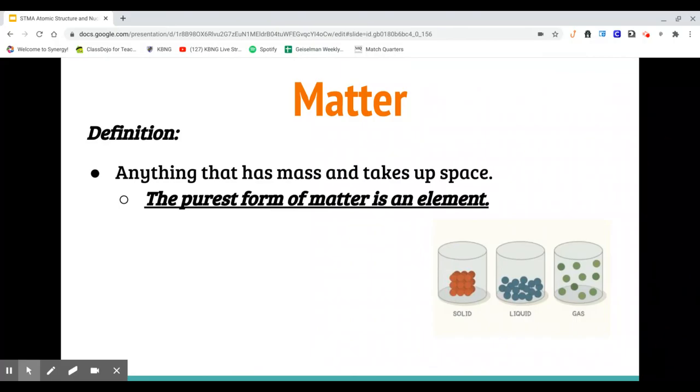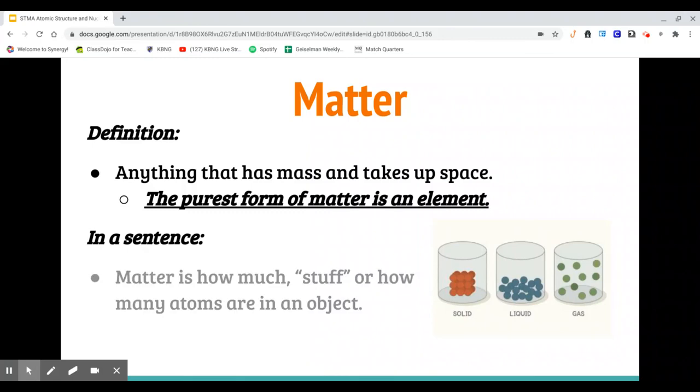The purest form of matter is what we call an element. An element is something that we're going to be looking at here shortly. An element has to do with specific matter. If I was going to use this in a sentence, matter is how much stuff or how many atoms are in an object. Matter can be found in three phases that we interact with.